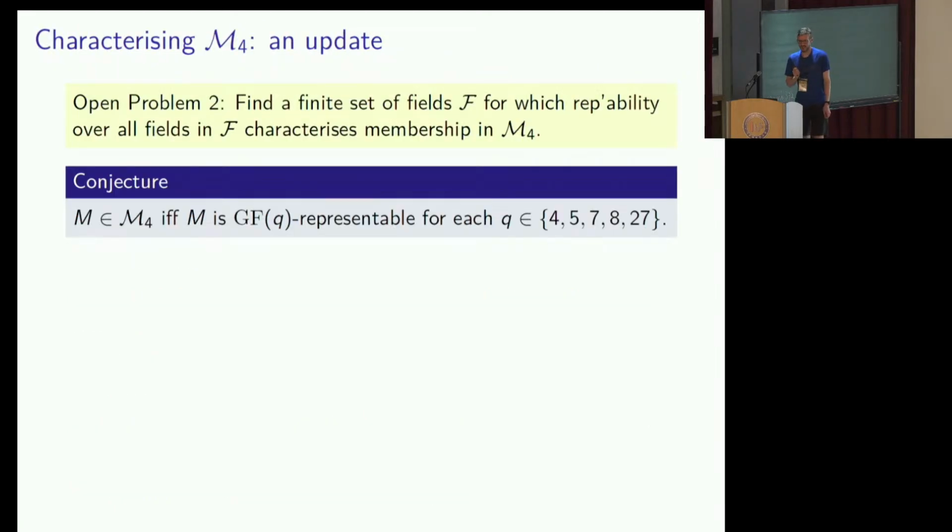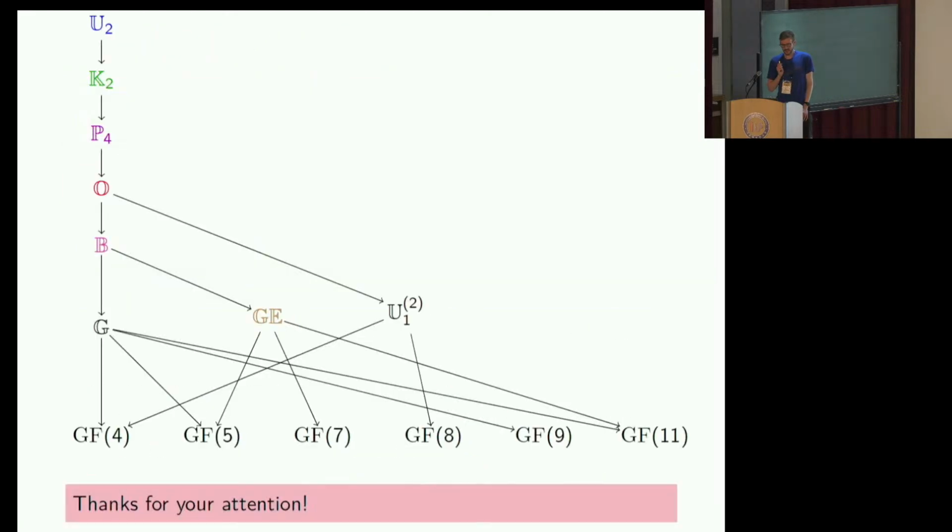Okay, so let me finish just by saying I've got a conjecture here that I didn't get a proper chance to okay with Rutger, but I'm going with that your matroid is in this class M4 if and only if you're representable over GF4, GF5, GF7, GF8, being 2 cubed, but also GF27, which is 3 cubed. Yeah, so I'll finish there. Thanks.